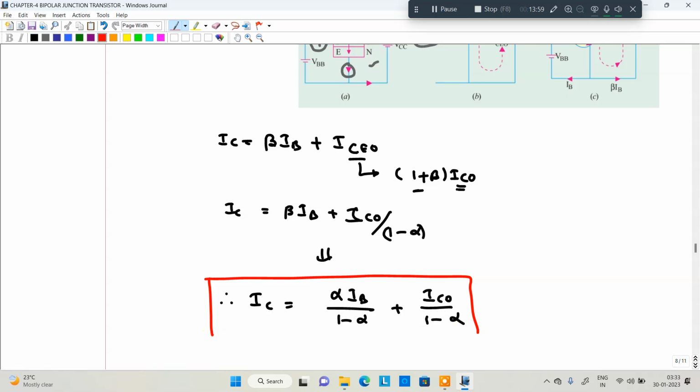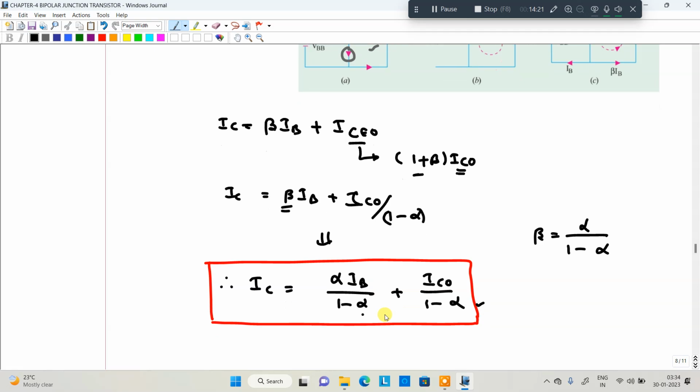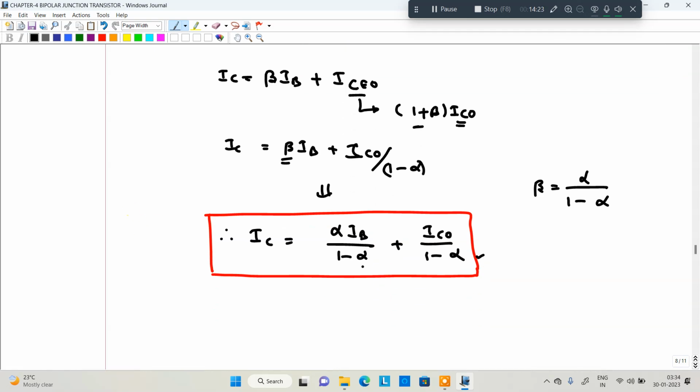So how do we get this formula? See here, beta is equivalent to alpha divided by 1 minus alpha, which we already derived in the last video. And 1 minus alpha is also present. So just replace that and we get that relation. That is the first relation you got.